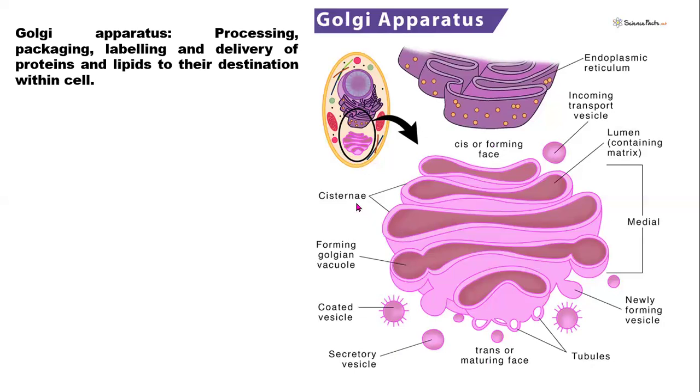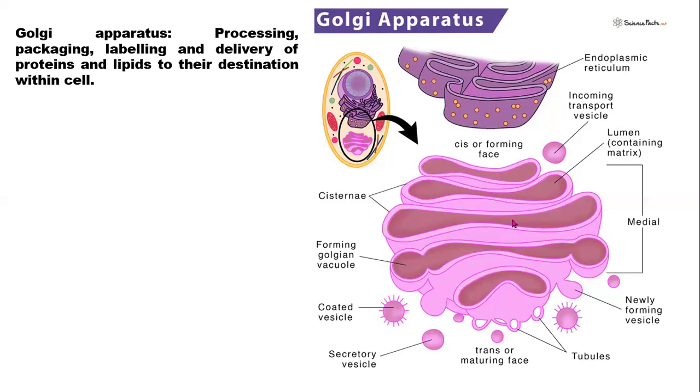You also have these foldings of cisternae, and it has a lumen. It has transport vesicles, and you have vesicles that are newly formed here. It has tubules, secretory vesicles and coated vesicles. This is the forming Golgi vacuole that is being formed.